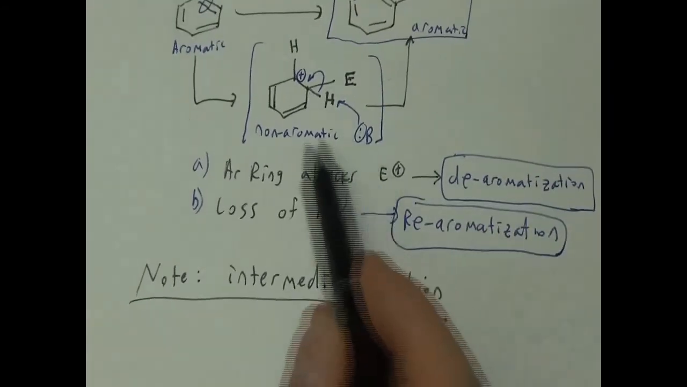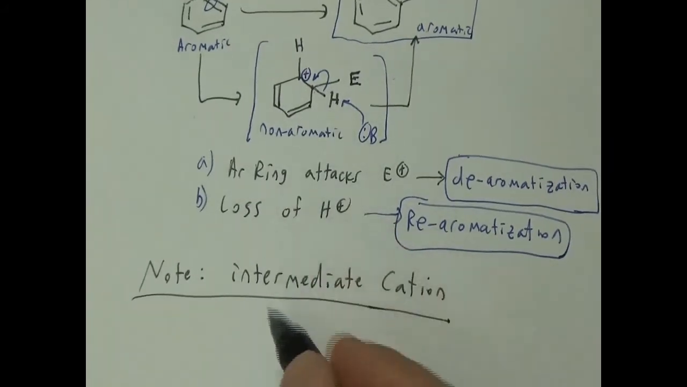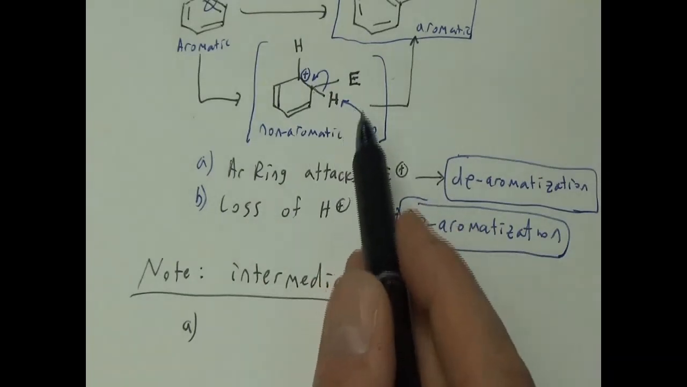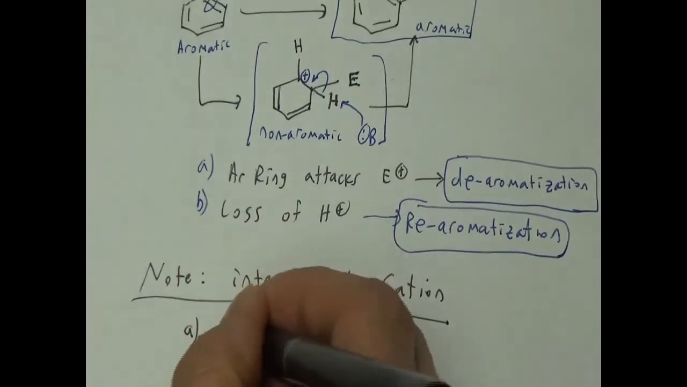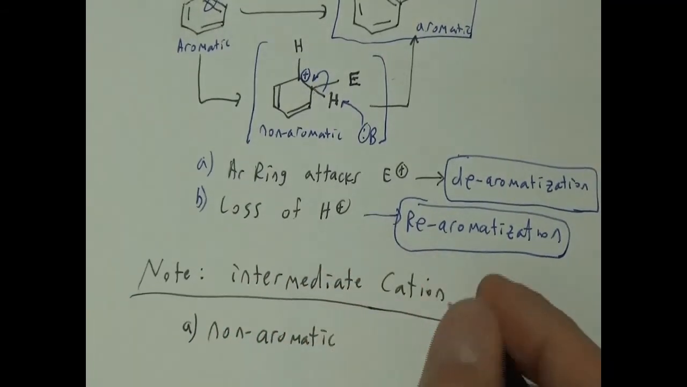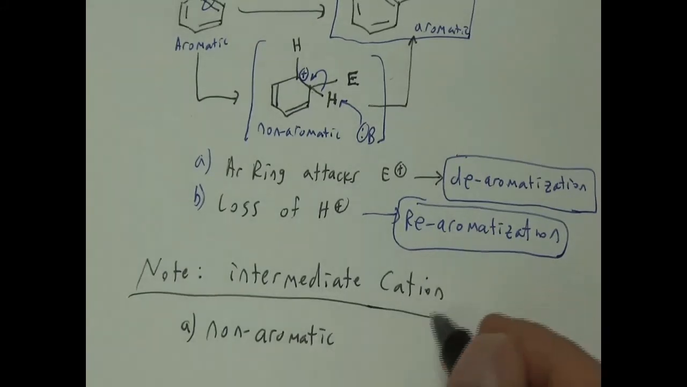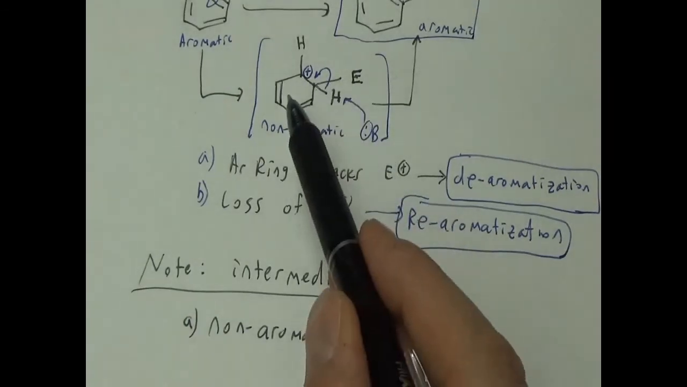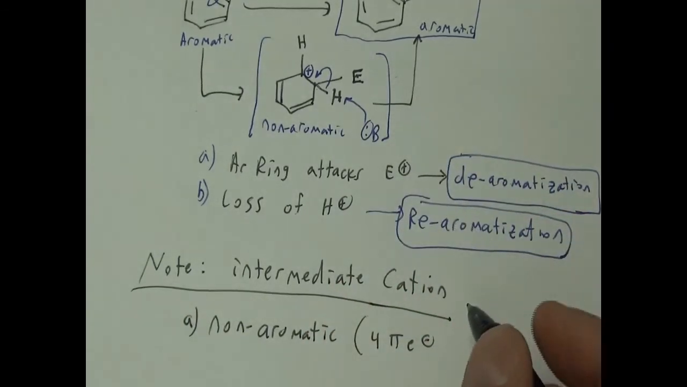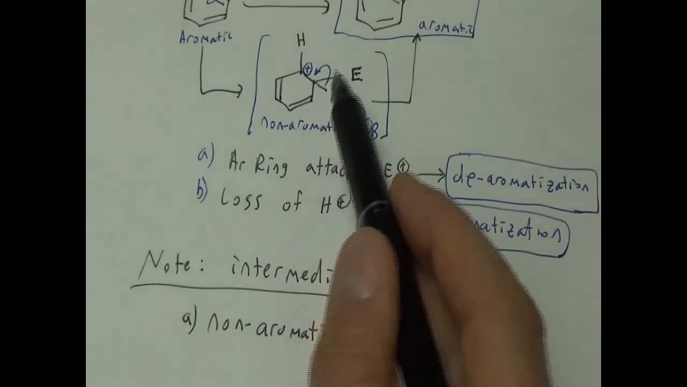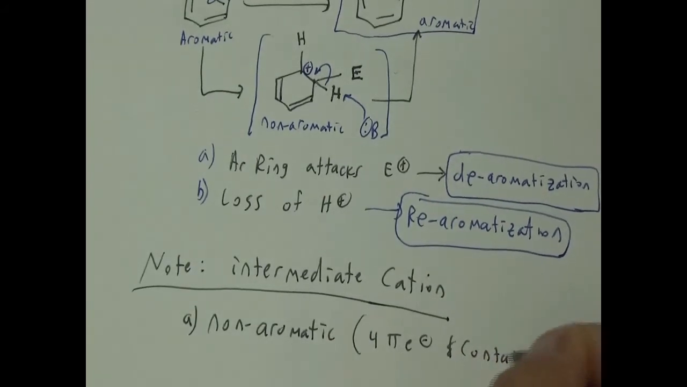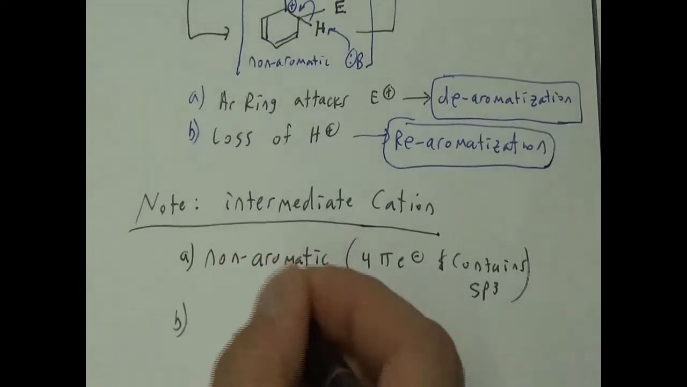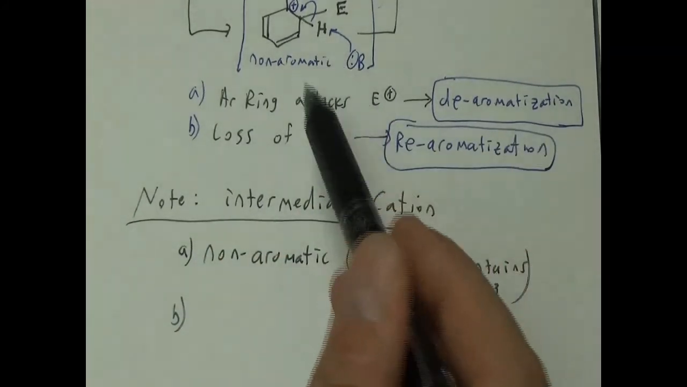All right, so about this intermediate cation, let's talk about the middle part. First thing, what do we say about the nature of it? Is it aromatic or non-aromatic? It's non-aromatic. So the intermediate is non-aromatic. And how do we know? It's got 4 pi electrons, 1, 2, 3, 4, which you'd maybe think makes it anti-aromatic, but the big thing is it contains an sp3 center. By containing an sp3 center, it's definitely non-aromatic. But even though it's non-aromatic, it is somewhat resonance stabilized.